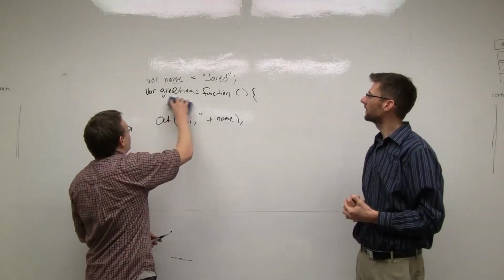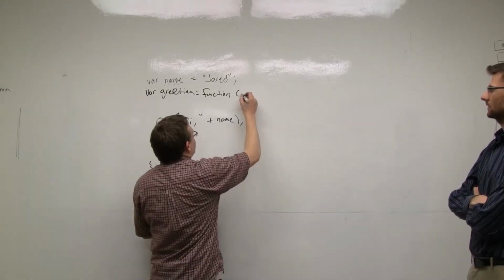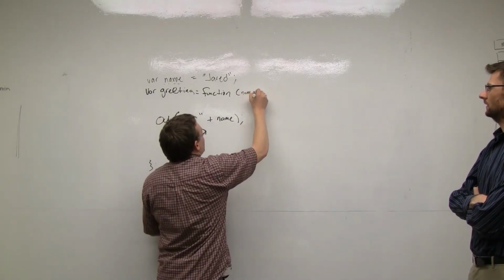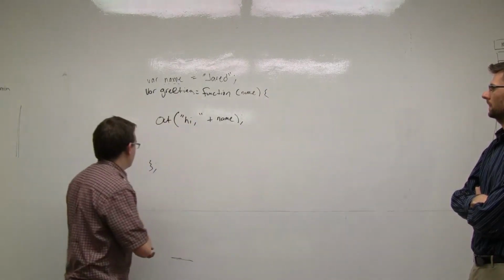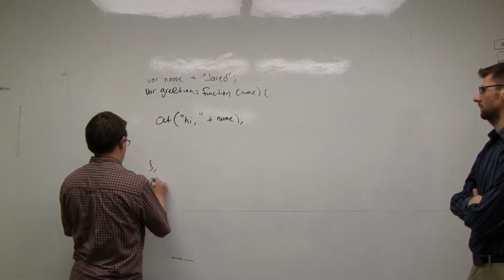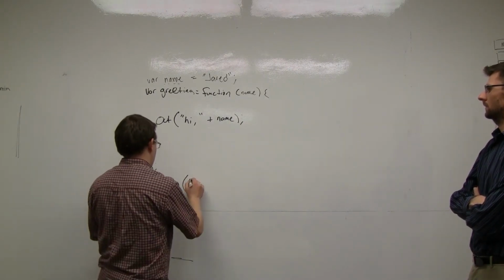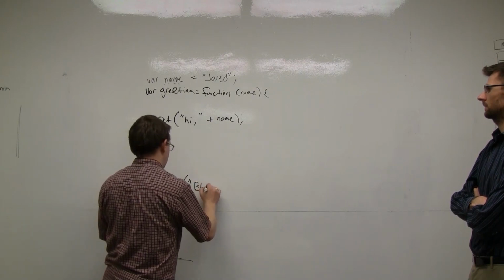Okay, so we'll get rid of that. We'll do one more thing. This will be pretty obvious. I'm going to accept a name parameter, and when I invoke it, say greeting Blake.